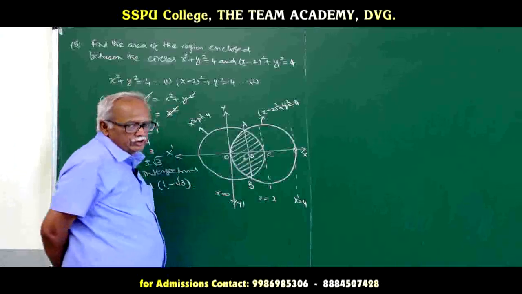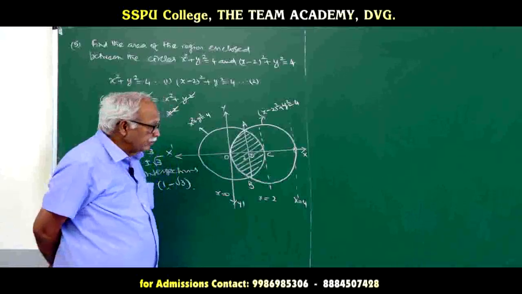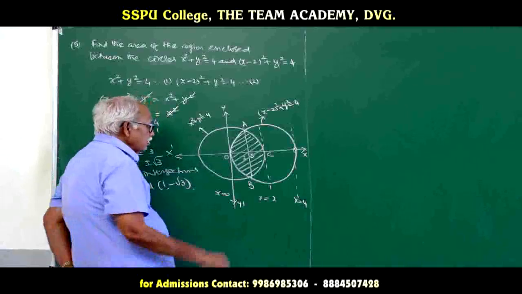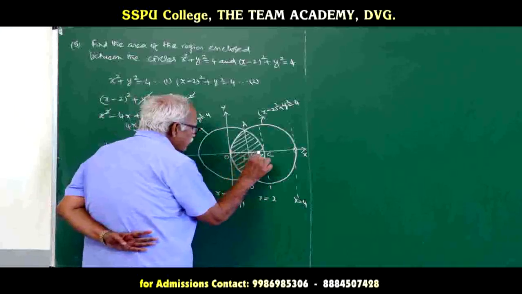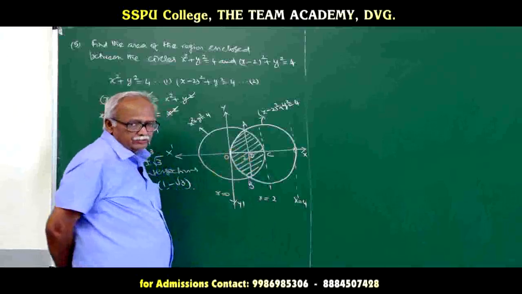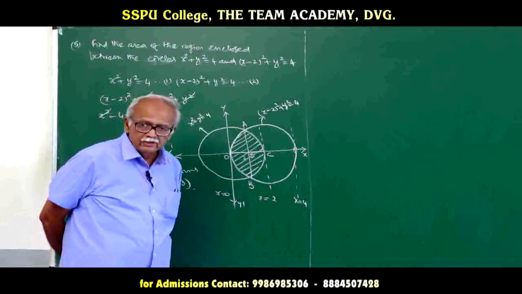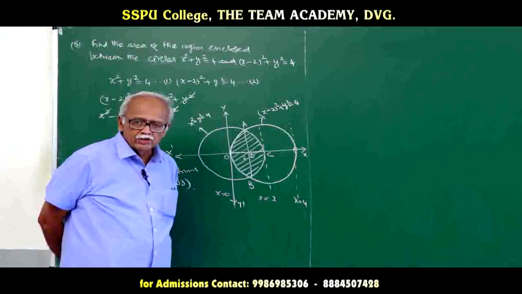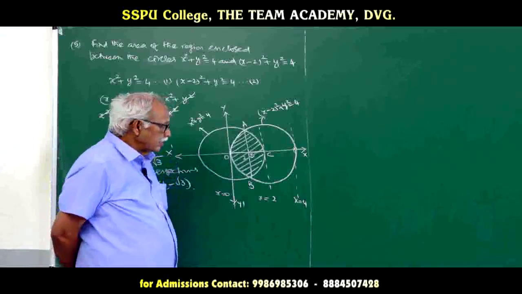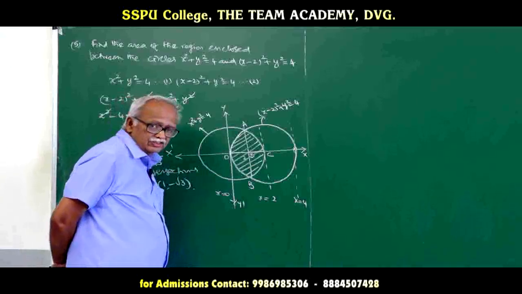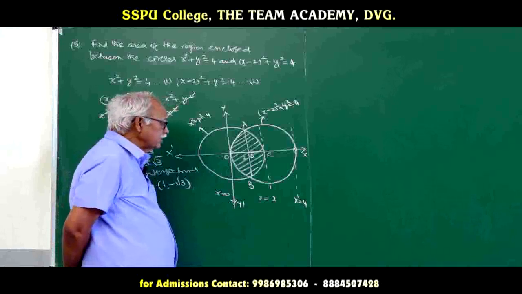So, how we are going to calculate, I will explain to you. Here the upper part and the lower part are symmetrical. Therefore, let us calculate the area in the upper part, above x axis, and below x axis is equal. Therefore, we can multiply the area which is above x axis by 2.